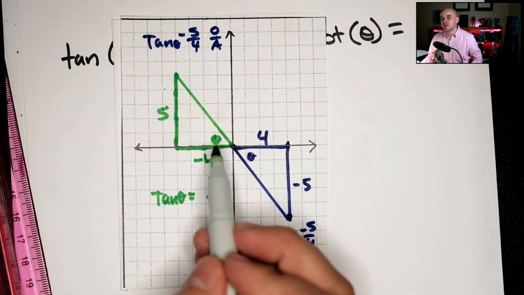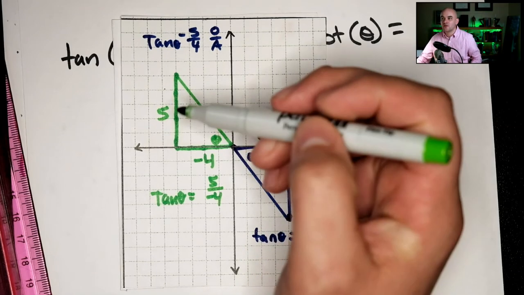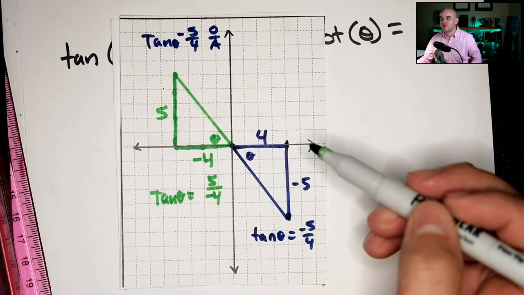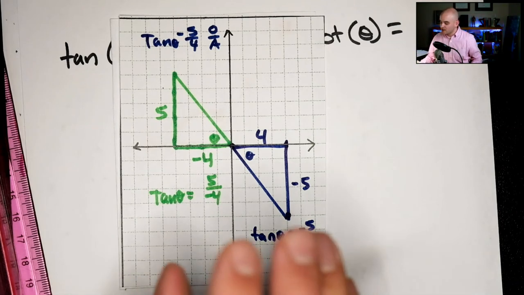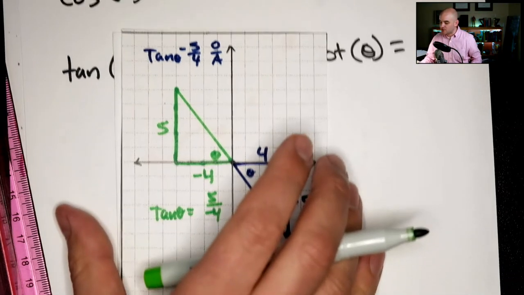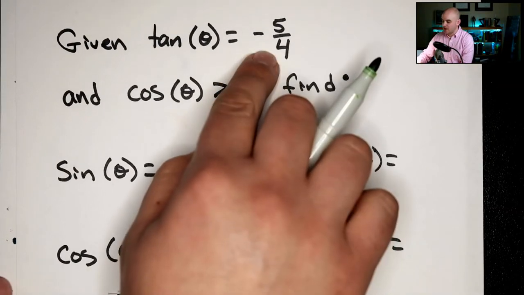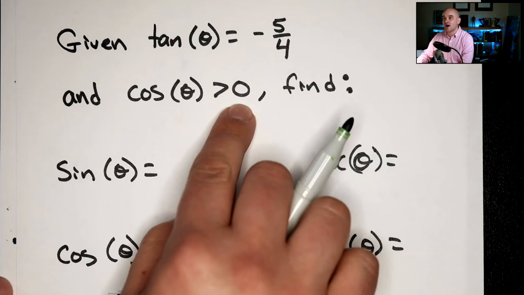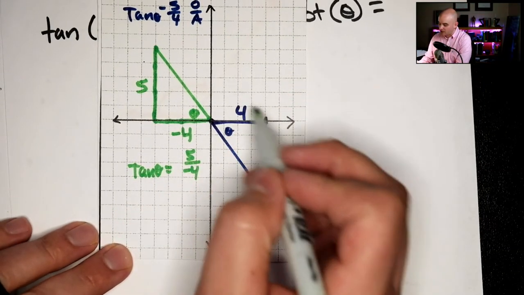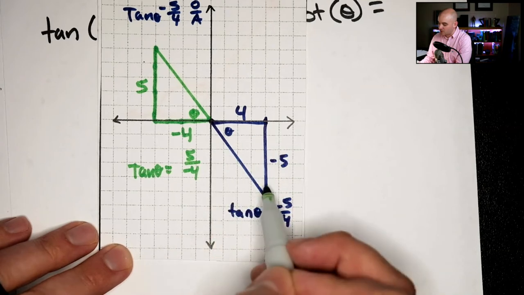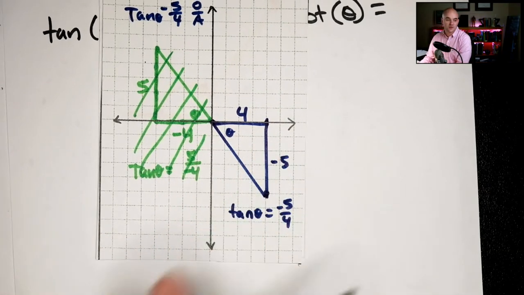However, your cosine over here is going to be negative. Your cosine here is going to be positive. Your sine on the green one is going to be positive, but your sine on the blue one is going to be negative. So it's important that we pay attention to that second restriction. It says not only is tangent negative, but cosine is positive. And so when is cosine positive? Cosine is positive when your x values are positive, so that would be quadrant 4 right here. So I'm not going to use the green triangle in this. I'm going to use the blue one.